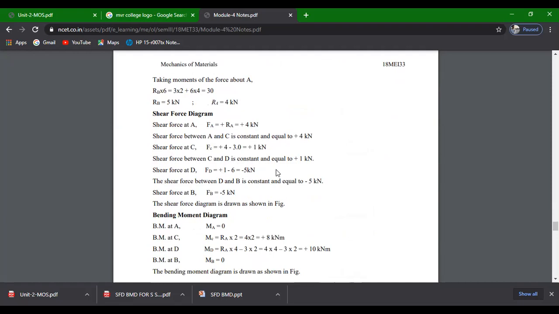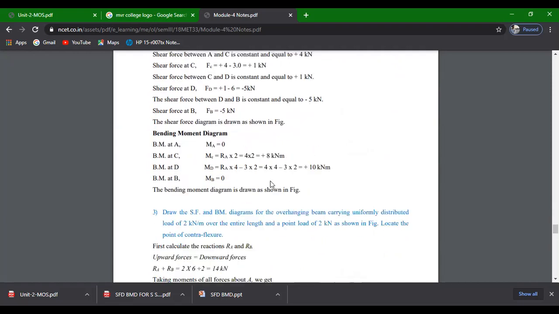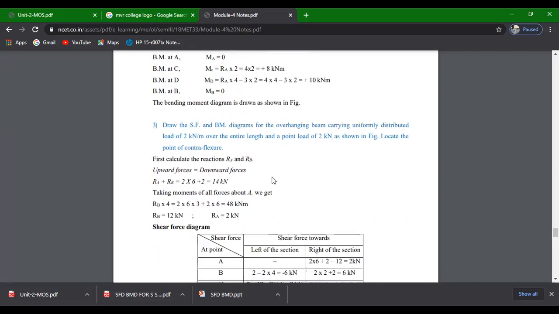So this is the procedure of constructing the SFD diagrams. Just have a look at this diagram. And the next one is the bending moment. In case of bending moment diagrams also, at the particular point, you need to calculate the bending moments. From the right, we are starting from the right side of the beam. This is the basic procedure for that.